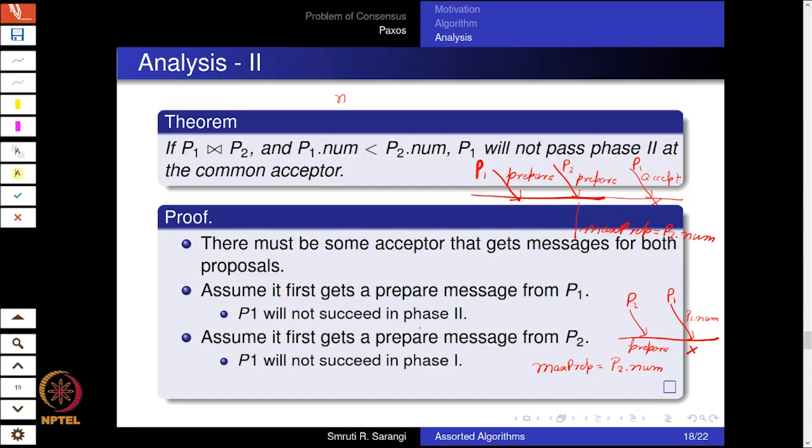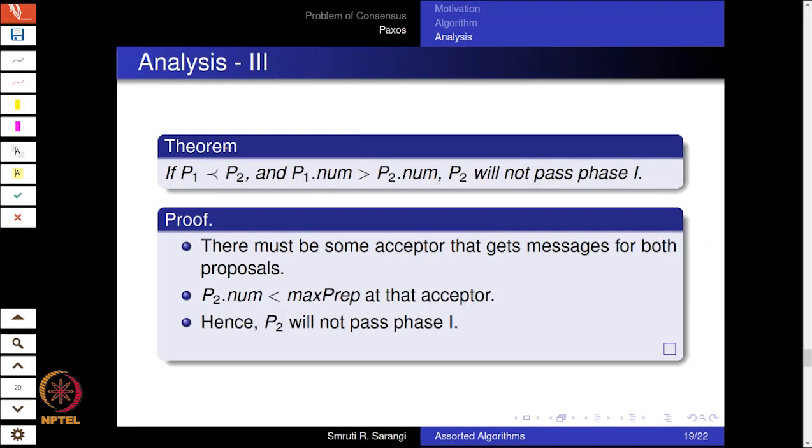So we see that in both the cases, for both this first case and second case, P1 is not able to pass both the phases, which means that proposal P1 is not successful. So what have we thus proven? We have proven that whenever two proposals are concurrent, the one with the lower number always fails. Right? We can't say about P2, it might be concurrent with something else, but at least P1 will fail, that much we are sure.